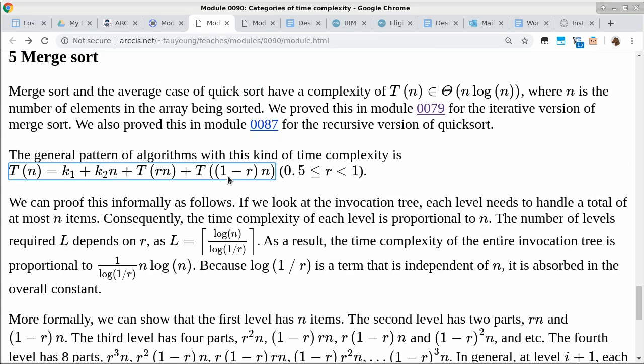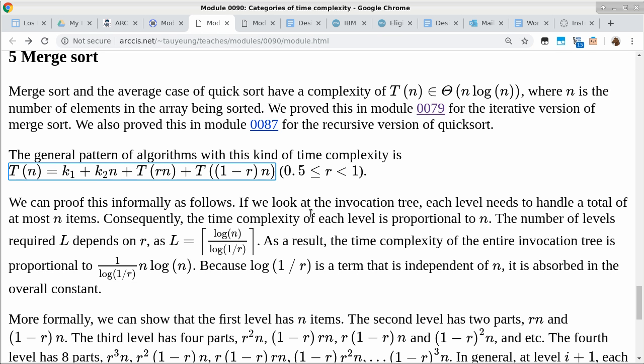So the basis of the proof is we want to basically look at algorithms where the time complexity is slightly recursive. So the time complexity to solve a case of n is T(n) = k1, which is just a constant. It is not based on n, has no relationship to n at all, plus k2 times n. So this term is linear in n. Okay, so k2 is just a constant that we multiply to n, plus T(Rn). So R is basically a ratio. It's between 0.5 and 1. Okay, and T((1 minus R)n), the other side of n.